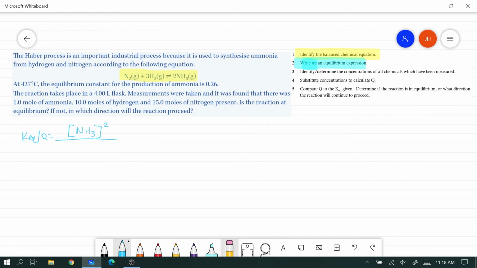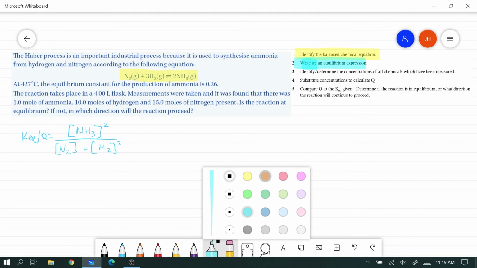So when we're doing any of these calculations, this could be used for Keq or Q values. We're going to do the denominator as well, so that's going to be all of our reactants. Notice as well that for the hydrogen, I'm going to put an index of 3 to match the coefficient in the reaction. The next thing that we need to do is identify concentrations of chemicals given.